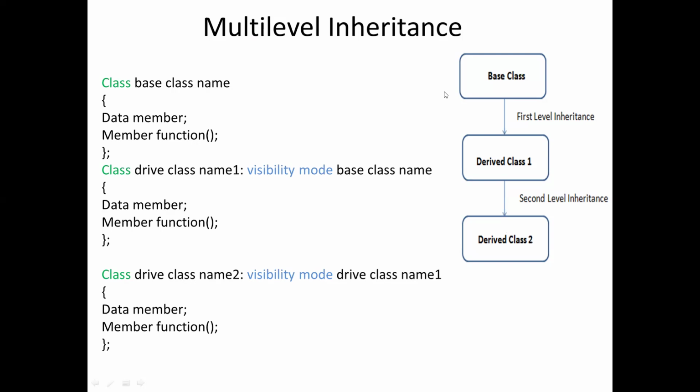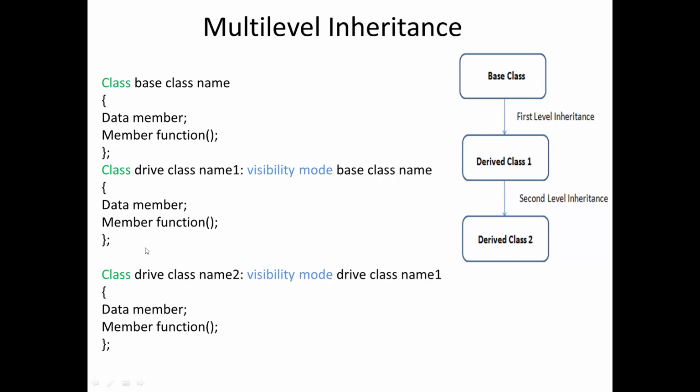So in the syntax, we create a base class, then we open the class, put the data member and member function, and close the class. After that, we create a new derived class 1. Then we again use colon, visibility mode and the name of the base class, and inside that derived class we put both data member and member function, and we also terminate derived class name 1.